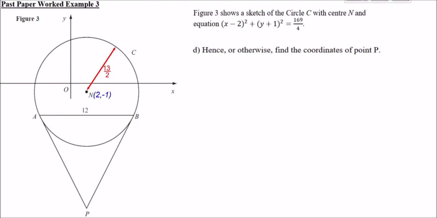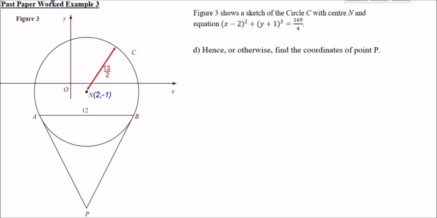Part D is where they've edited it to make it even more challenging. So for part D, it says hence or otherwise find the coordinates of point P. So what we need to do here is to pull in lots of prior knowledge of geometry, not just circle geometry, but geometry and symmetry in general. So this is quite a challenge, but I'm going to talk you through it.